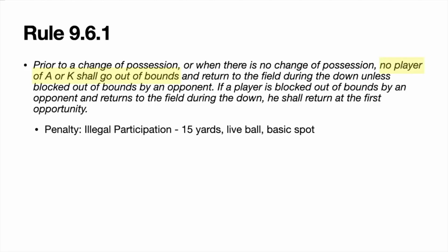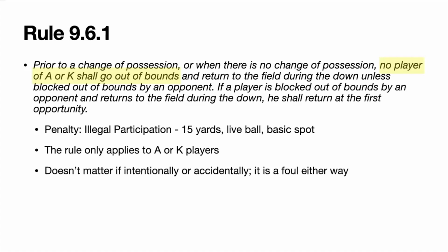But again, the key here is that it only covers players of A or K. It says nothing about players on B or R. The rule only applies to A or K players. So if an A or K player goes out of bounds, it doesn't matter whether it's intentionally or accidentally, unless they're blocked out of bounds and immediately return, it's going to be a foul.